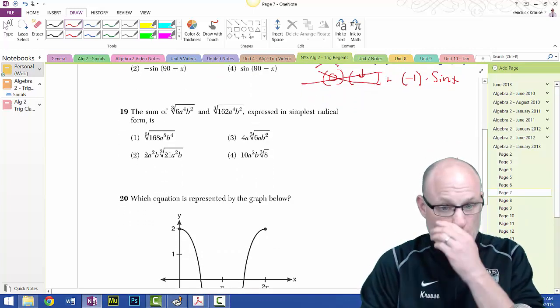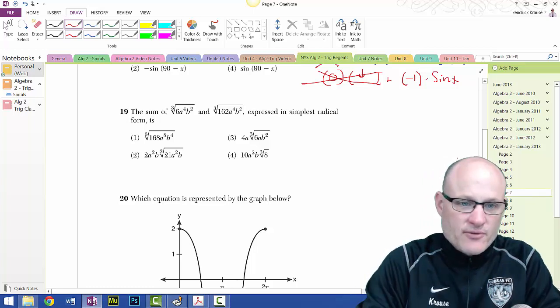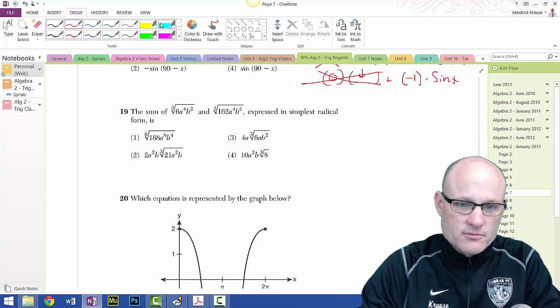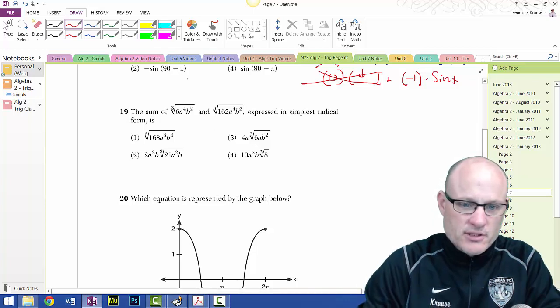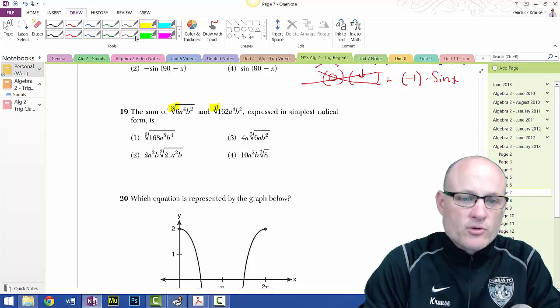All right, so do you notice that I can't find my mouse pointer again? There it is. So did you notice that we have a cube root here and a cube root here? So we're looking for perfect cubes.